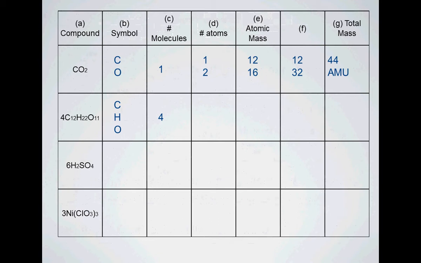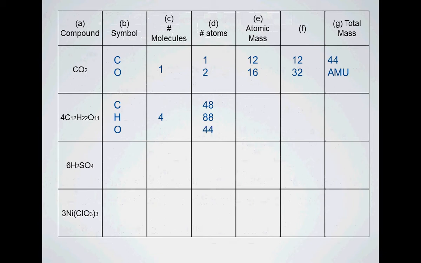Let's multiply it times the molecules now. 4 times the subscript, which is 12, for a total of 48. We'll multiply it out there. How about hydrogen? Again, 4 times the subscript of 22. There's 88 atoms of hydrogen. Oxygen? 44.